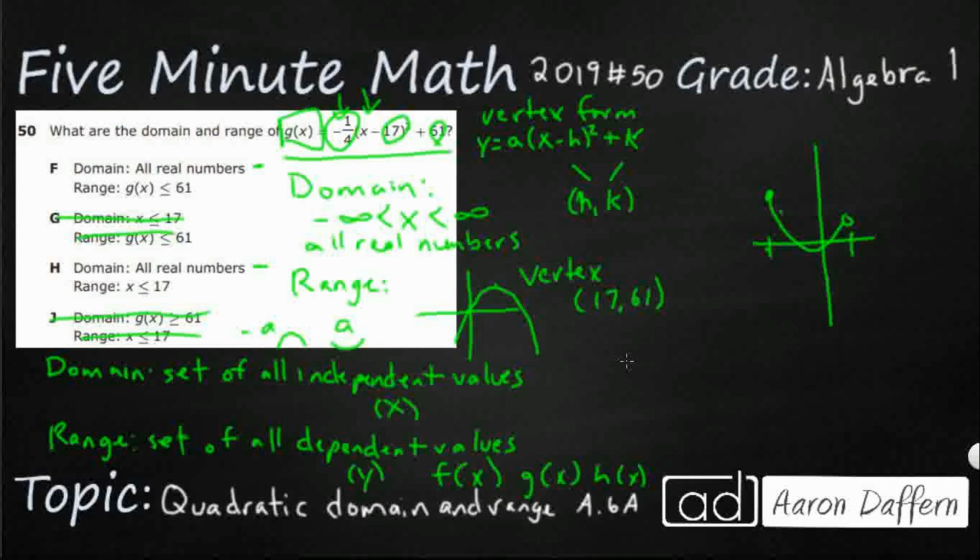Okay? Now, I'm looking for the range. So that's my up and down, right? That's my vertical. So I need my y value. So this is at 61 right here. So since it opens down, that means y is going to be less than or equal to anything below 61. So that's going to be F, but let's go ahead and graph it just to double check.